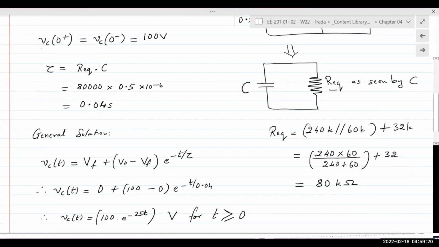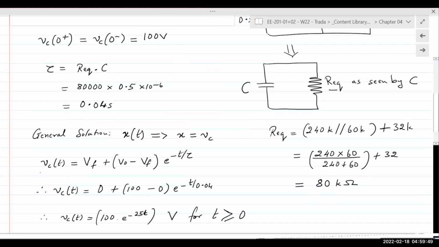The initial value of the capacitor at the beginning of discharge is 100 volts. So V0 is 100. Vf is going to be 0 volts. Use the general solution. The variable of interest is x of t. Because it's a capacitor, we're solving for voltage, and so x is Vc.